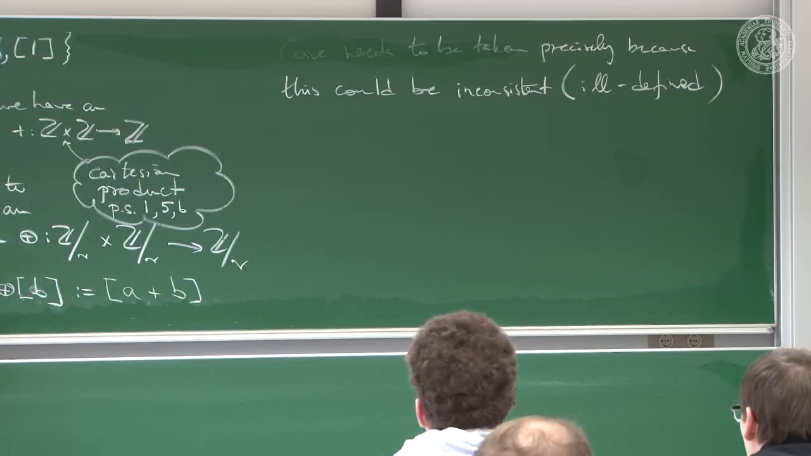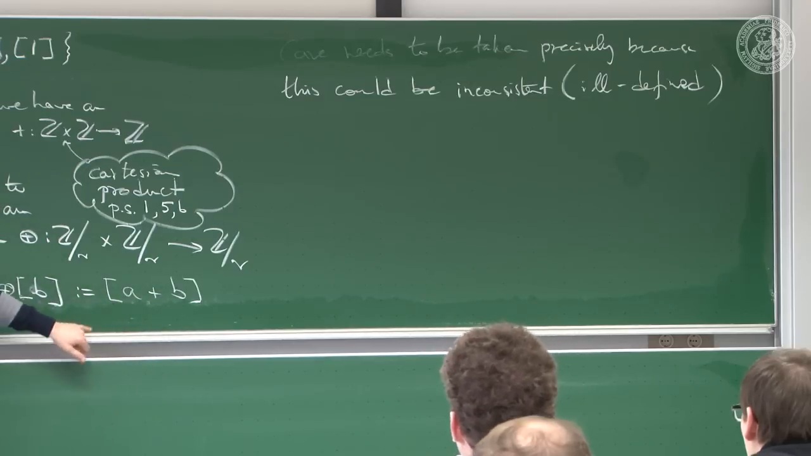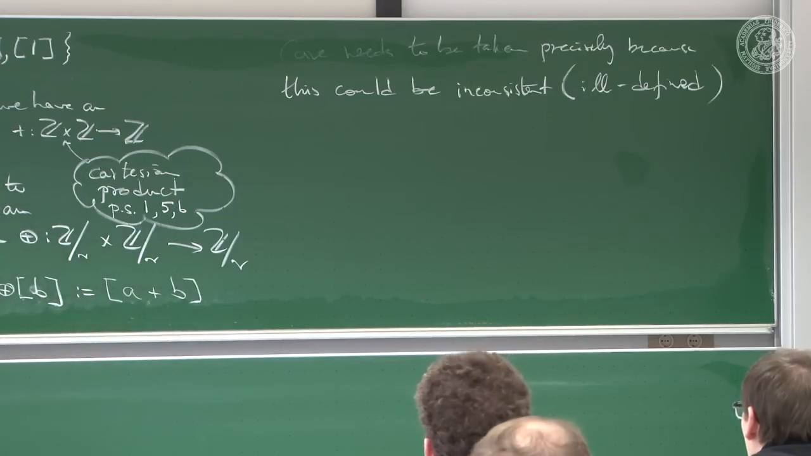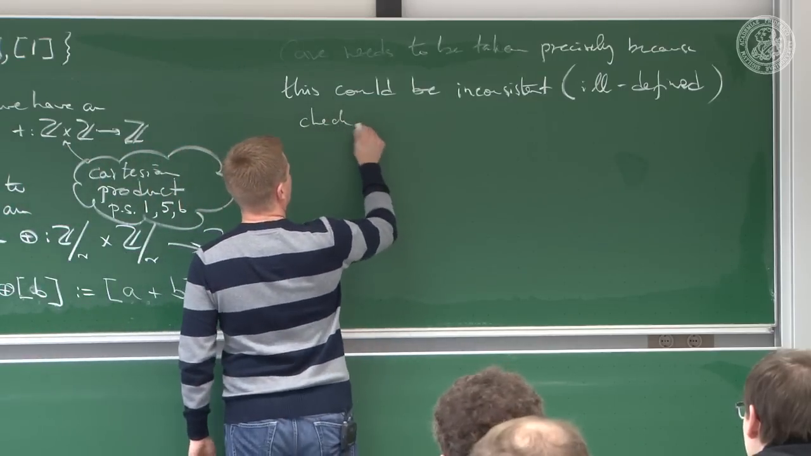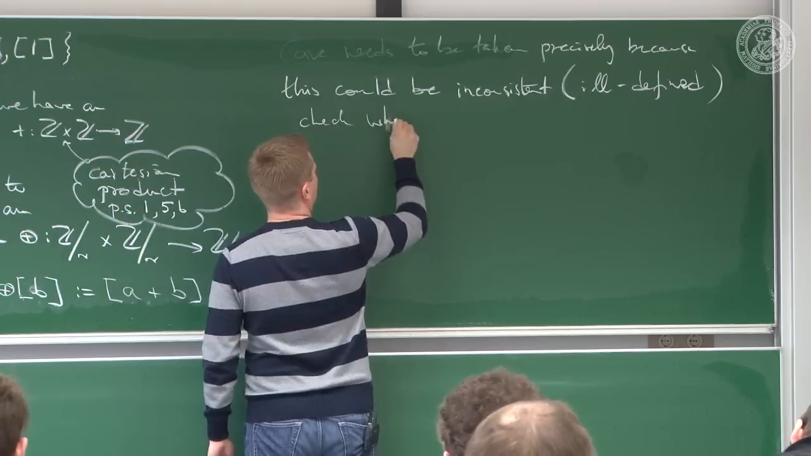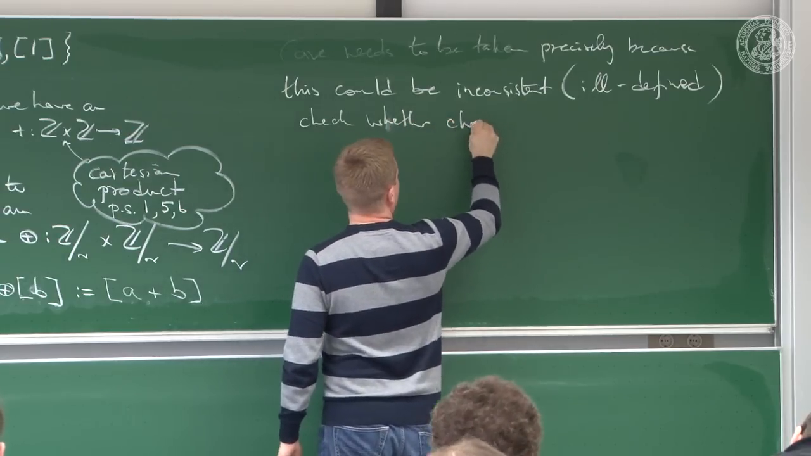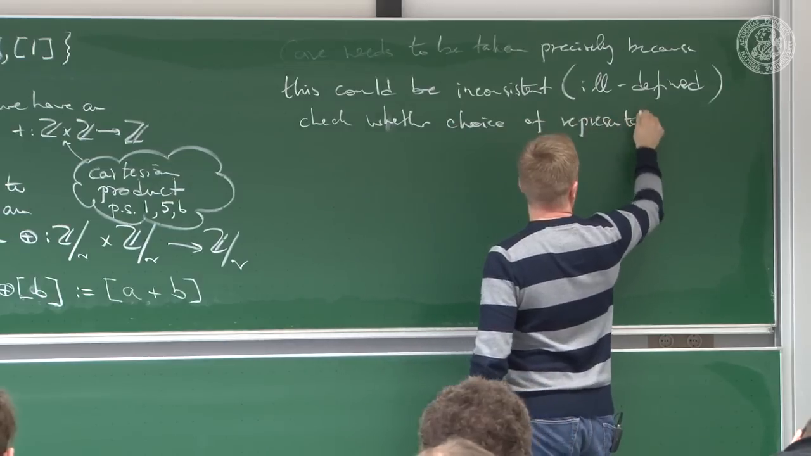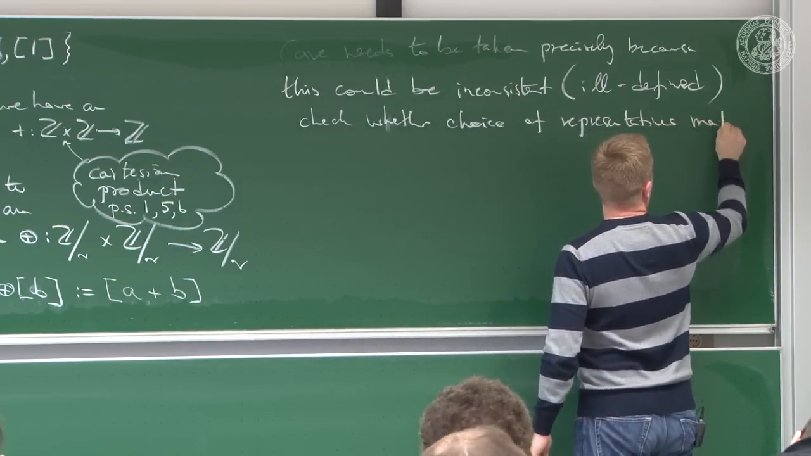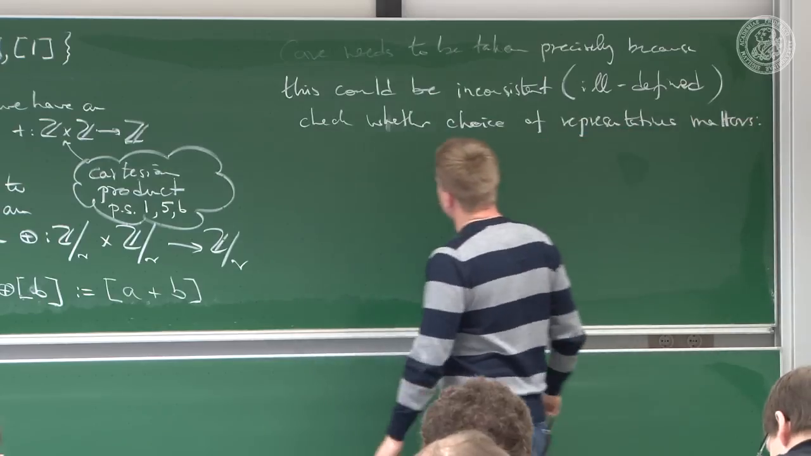We can talk about this later. But I think this one is okay, but you need to check whether the choice of representatives matters. So how do we check this?